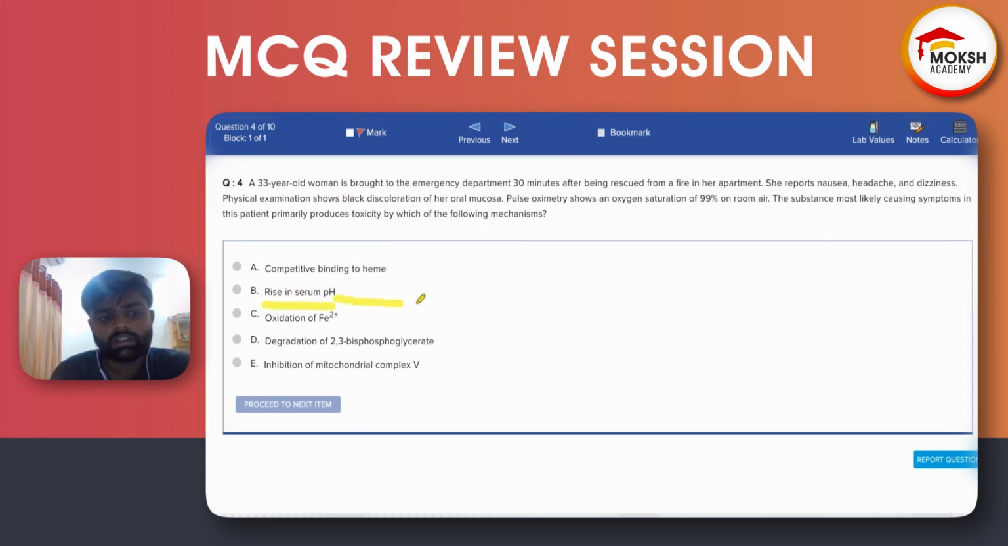Rise in serum pH. This is seen in respiratory alkalosis. This is seen when a patient is having difficulty breathing or they are high up on the mountain. Oxidation of Fe2+ is seen as methemoglobinemia, and most commonly methemoglobinemia is seen in patients using drugs like dapsone.